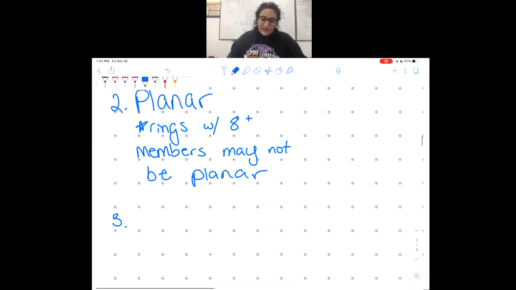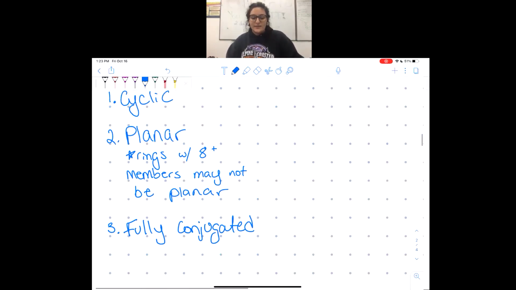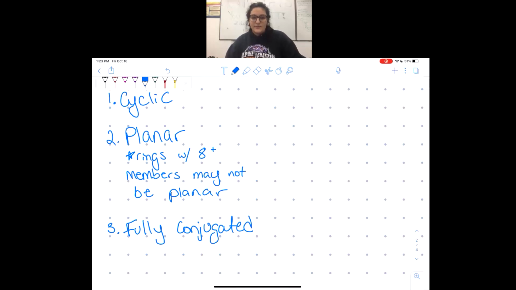3, and I know I'm super zoomed in, I will zoom out at the end. 3, it has to be fully conjugated. And can someone remind me what fully conjugated means? And if you don't completely know or you just kind of have a guess, that's 100% okay. But this is a concept from the last chapter, so I want to see what you guys think. A single bond between double bonds?